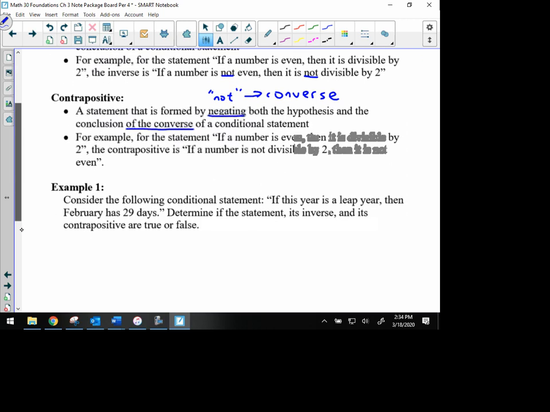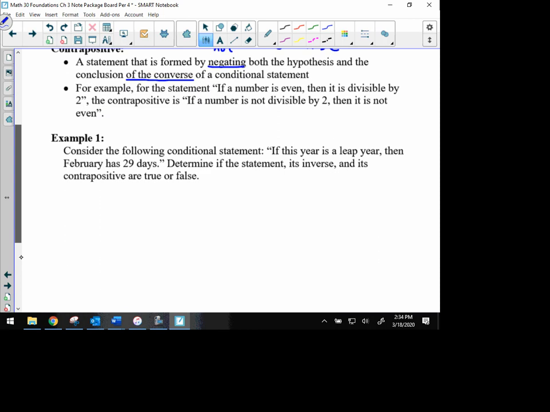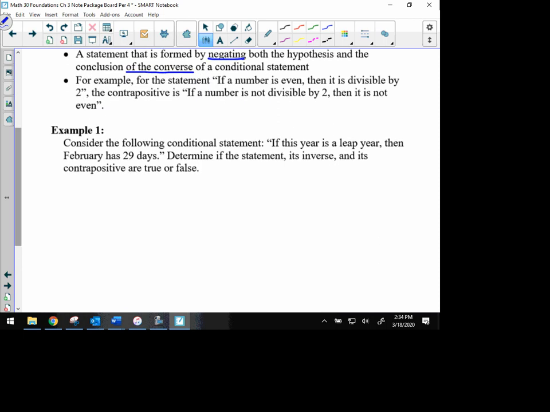So let's actually see what these statements would look like in an example. And so we see the first example. If this year is a leap year, then February has 29 days. And actually this year was a leap year, 2020. So if this year is a leap year, then February has 29 days. So we want to look at the three things, I guess, to determine what's true and what's false.